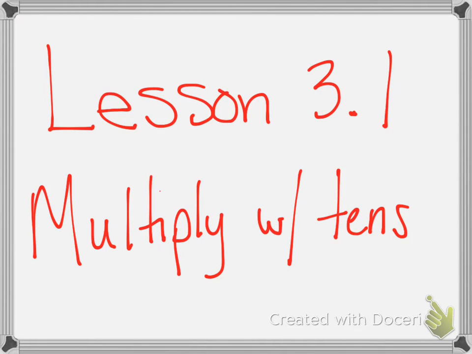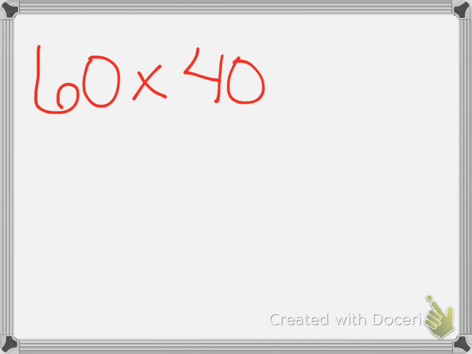Lesson 3.1 is pretty simple, but I just want to go over what we're talking about in class as far as using mental math. We're just multiplying 2-digit times 2-digit, where we're multiplying with tens. And for my first example, it's 60 times 40.